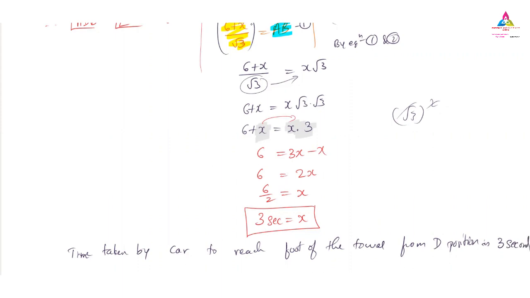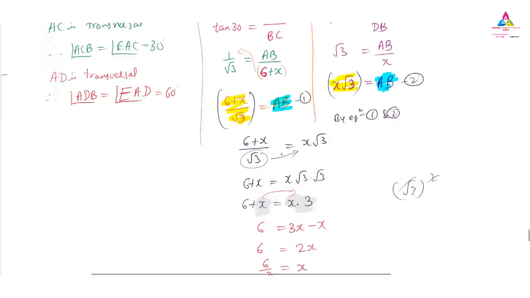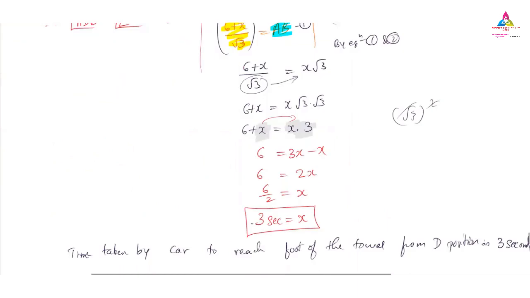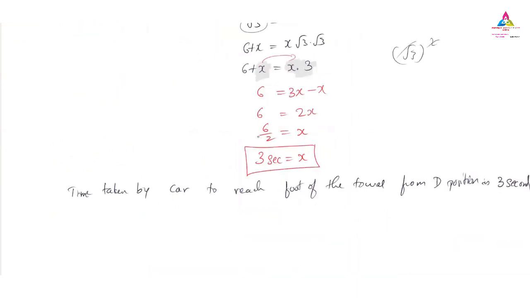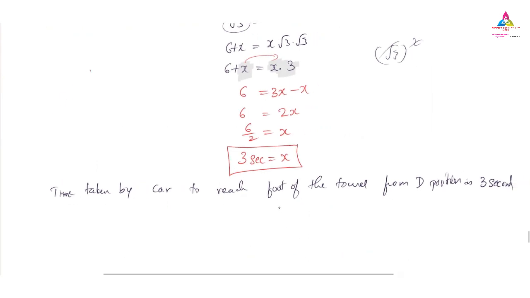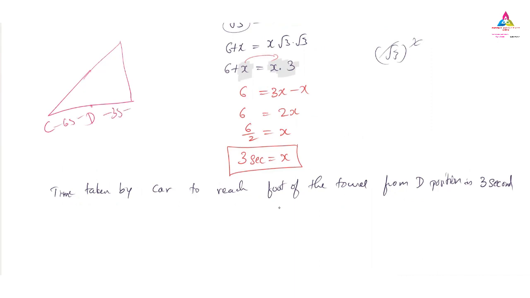I hope you understood. Only one thing you have to remember while doing this is the uniform speed. When it is uniform speed, time will also be uniform. Time will not become different. So the car took 6 seconds from C to D with uniform speed. With the same uniform speed, it took 3 seconds to reach the foot of the tower.